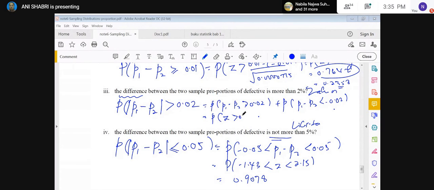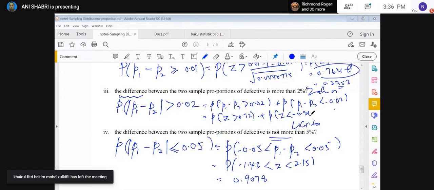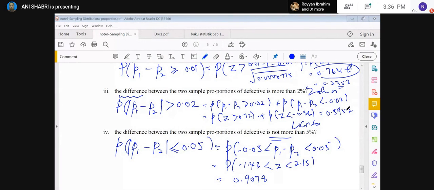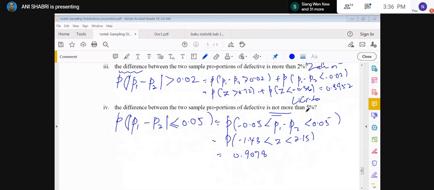0.72 plus P Z less than minus, okay, the answer is 0.5952. Okay. 5952.